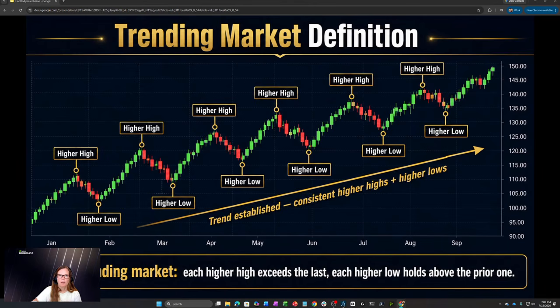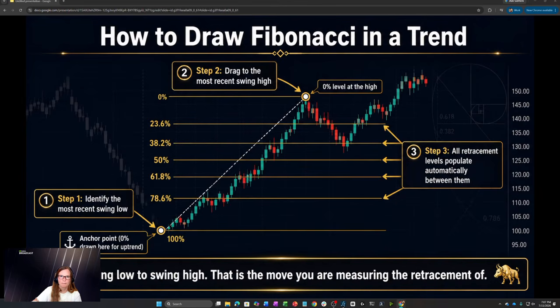The concept for method one is a trending market. So, what's a trending market? Price is making consistent higher highs and higher lows, or consistent lower highs and lower lows if you're trading a downtrend. The trend is established, it's not debatable. You are looking for a pullback to enter with the trend. So, method number one is talking about how I use Fibonacci in trending markets.